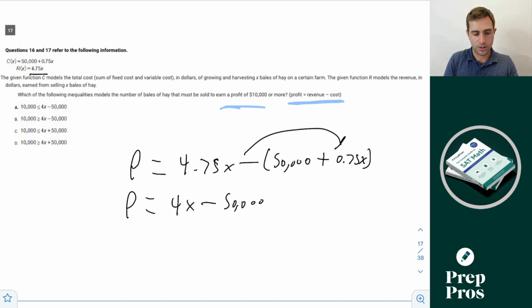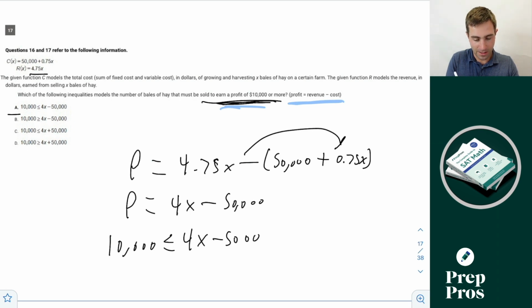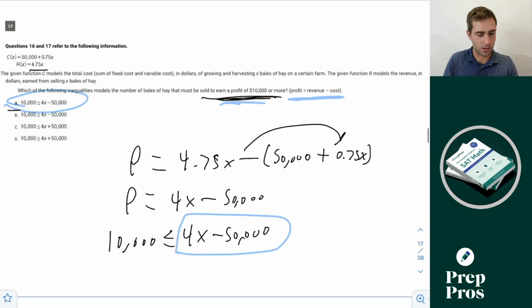And now we're saying must be sold to earn a profit of 10,000 or more. So now looking at our answer choices, model the same way. So it should be A here because we're saying our $10,000 has to be less than or equal to 4x minus 50,000. That's going to be our bare minimum. Everything beyond that is going to be additional profit over 10,000. That's how we can see that A is correct.